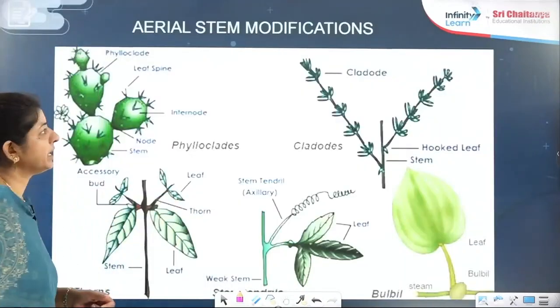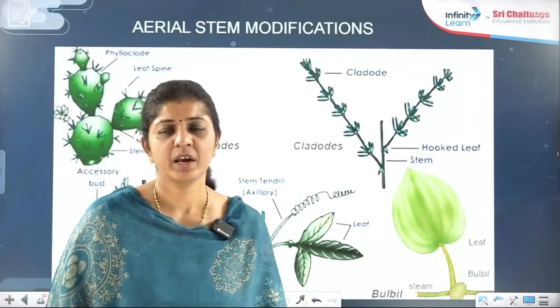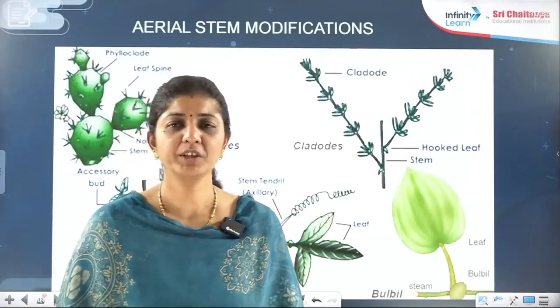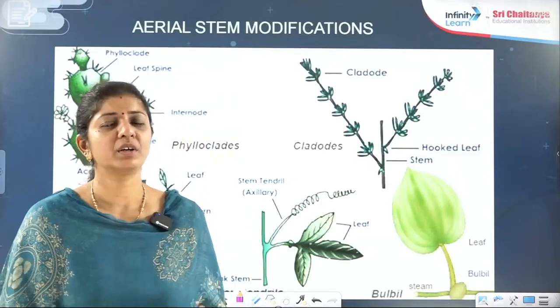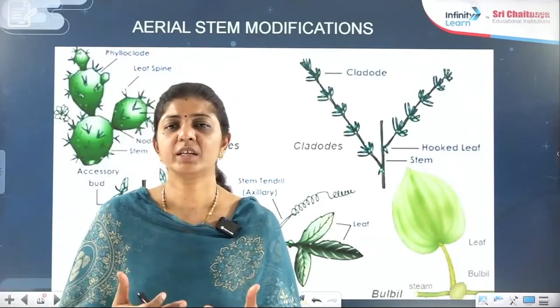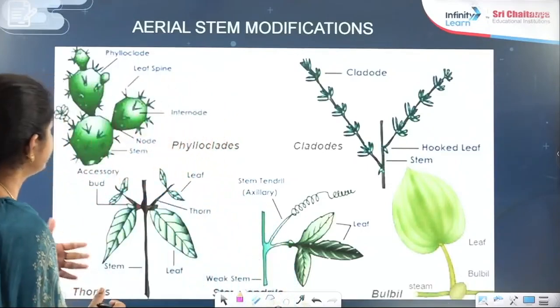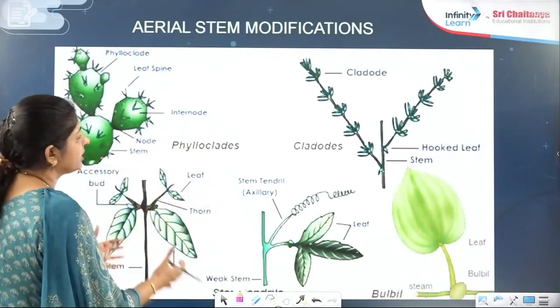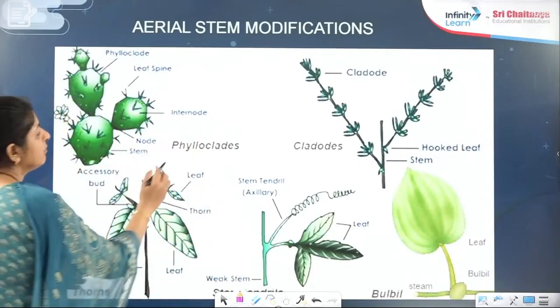What do you call it? Aerial stem modifications. Aerial, I told you, means that modification which is not touching the ground, it is not under the ground, that you call the aerial stem modifications. Let's take the meaning of all first, then we will go with the examples.